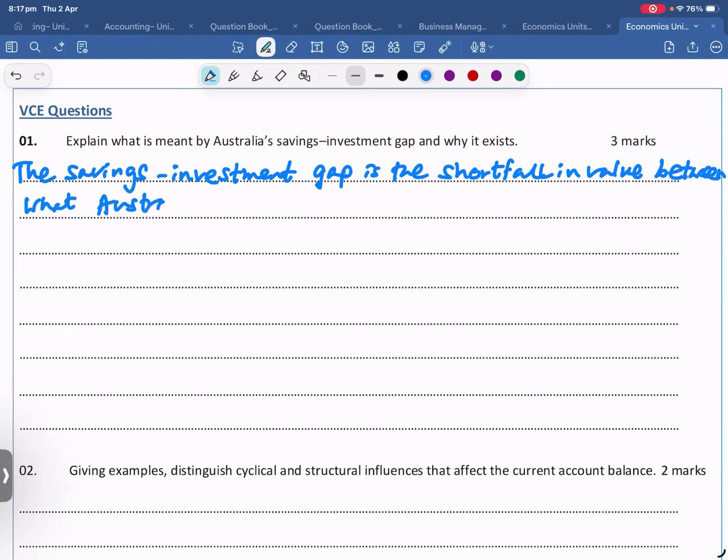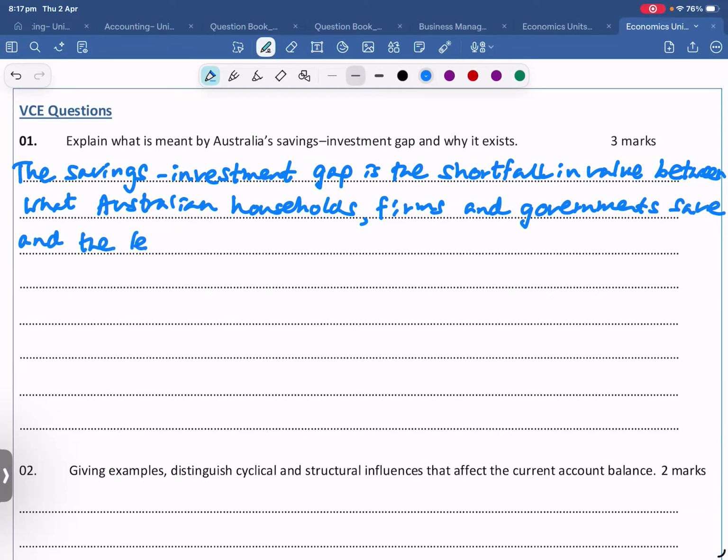What Australian households, firms and governments save, and the level of the investment.